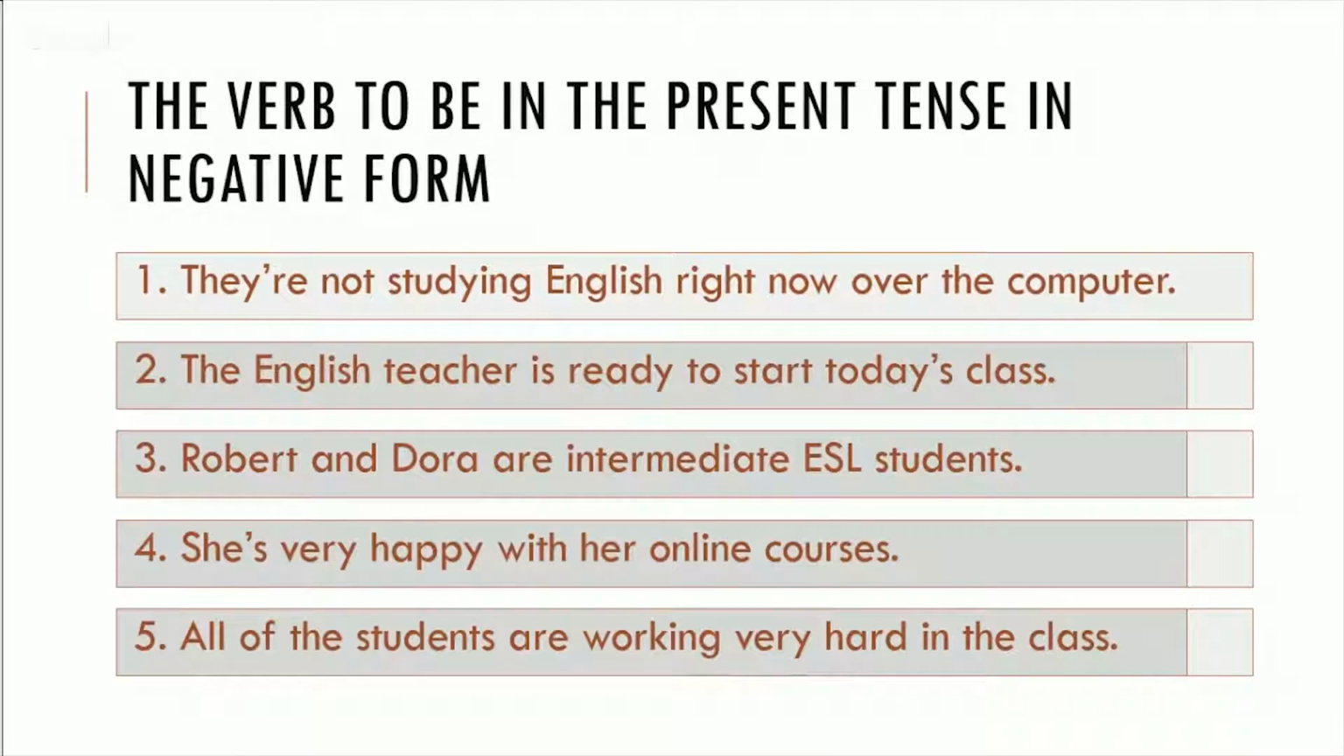They aren't studying English right now over the computer is correct. That is correct. What Rafael is doing, he is doing the contraction with are not, which is something we're going to do later. So that's excellent. So we have all 3 ways there.